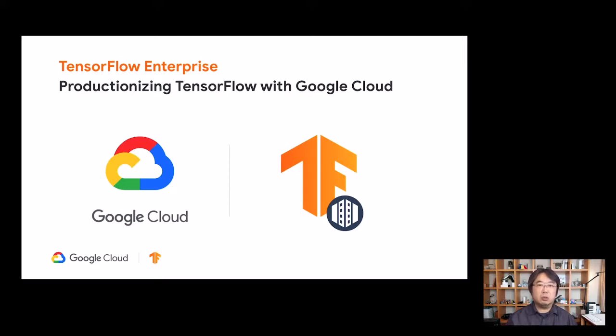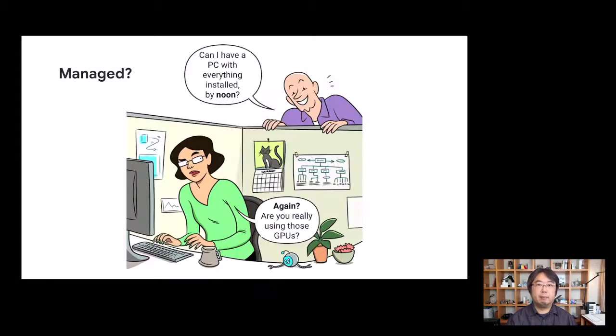Another product I'd like to introduce here is TensorFlow Enterprise, which is a commercial version of the TensorFlow distribution that is fully optimized and supported on the Google Cloud platform. To understand the benefits of TensorFlow Enterprise and AI Platform, let's think about a scenario where the data scientist wants to have one more GPU server for his training jobs. He wants a GPU server with everything installed, like CUDA drivers, everything, and he wants it as soon as possible because he wants to finish his training job in a couple of days.